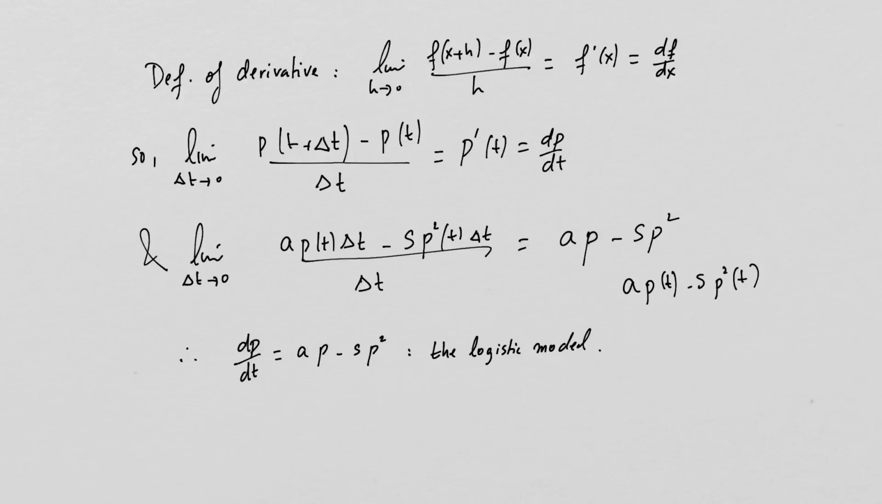Okay? And basically, that is the model we came up with twice, and we did it for the third time today. So this is the logistic model. Recall, it is not linear. It's solvable, but it's not linear.